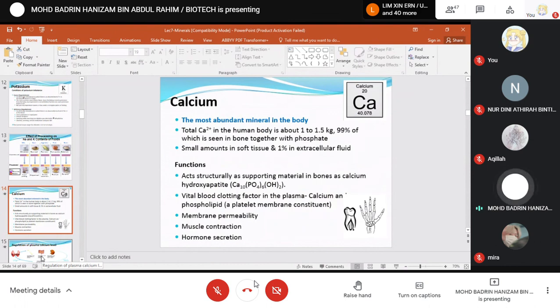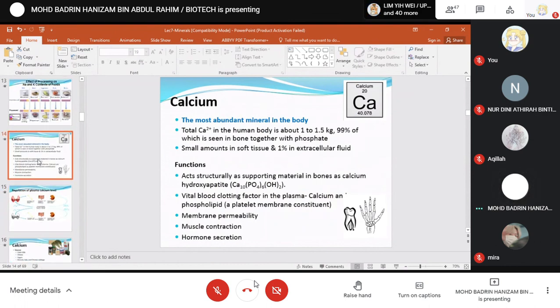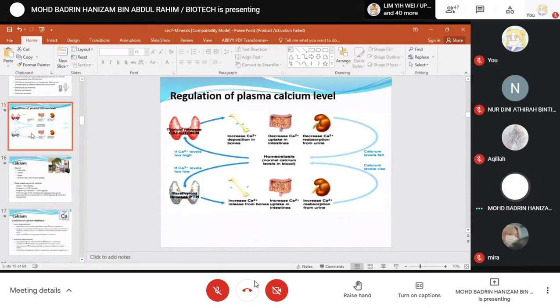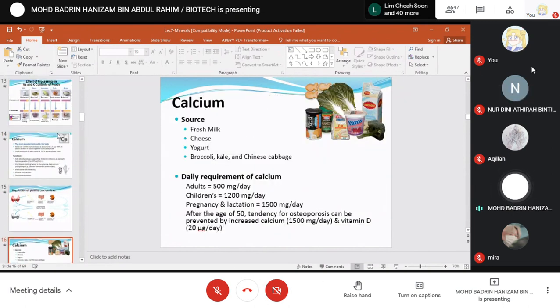Okay, for calcium we need to explain about the role of calcium here. I think we don't have enough time.